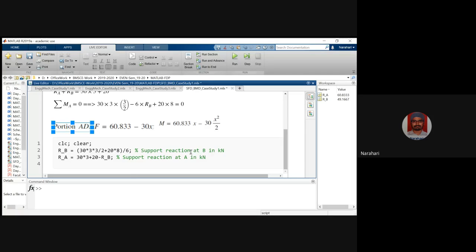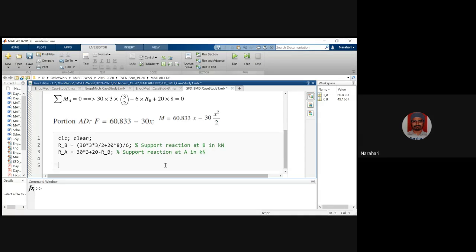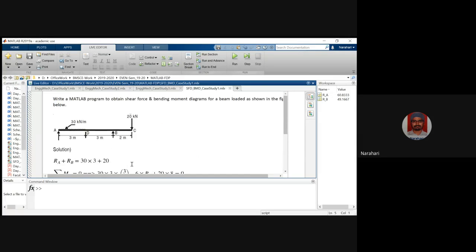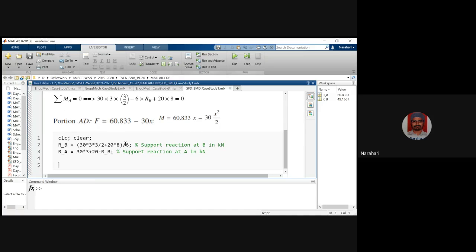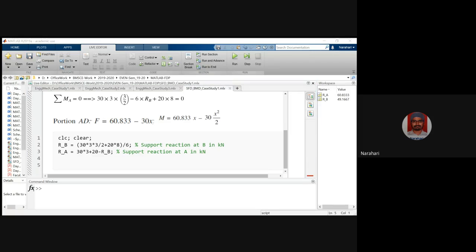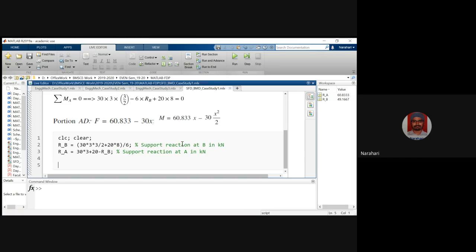So what we can do now, there are many ways you can write code for this one. One very simple way, wherein you don't have to bother about using any loop or anything, is to initialize 3 separate portions. You can see here this AD portion, the length of the beam is 0 to 3 meters. Then DB portion, it is between 3 meters to 6 meters. And BC portion, it is between 6 meters to 8 meters. So corresponding to that, I will use 3 separate arrays. I'll lose some time typing, so I'll try to minimize the time.